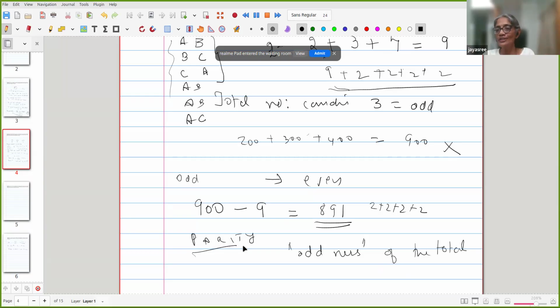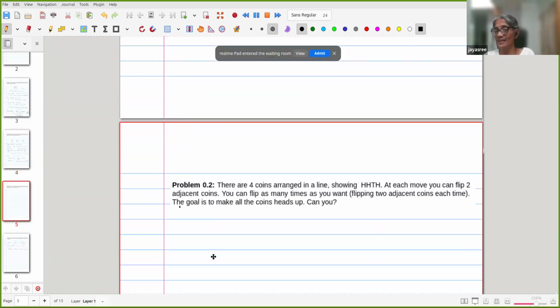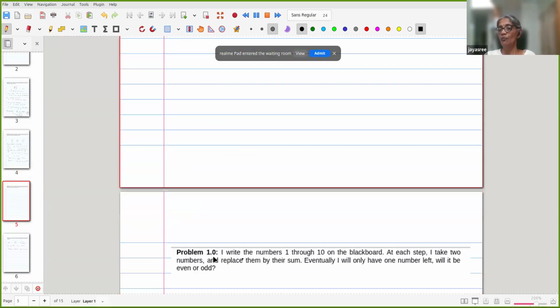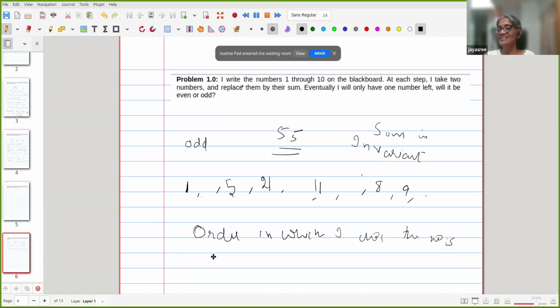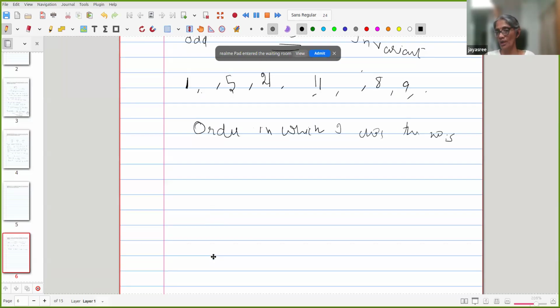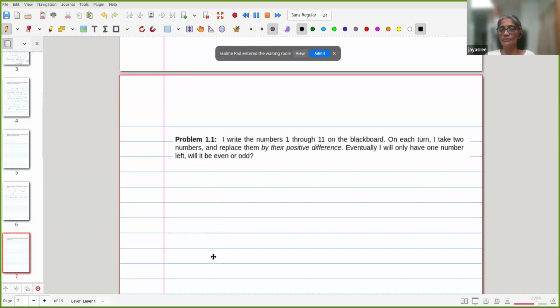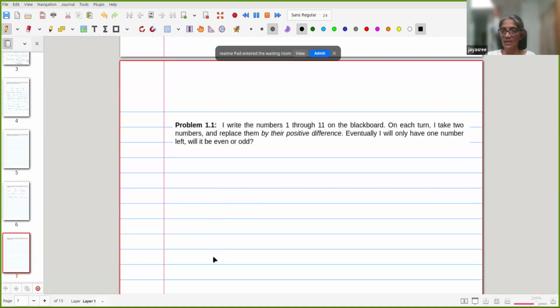Okay, so in all these questions, I asked you whether something is possible or not, right? So we look at what changes and what is it that remains the same. What remains the same is something which will lead us to the answer in many different kinds of problems. So I'm going to expose you to a whole lot of such different problems. So here we have something similar to what we did. Instead of writing 1 to 10, I'm going to write from 1 to 11.